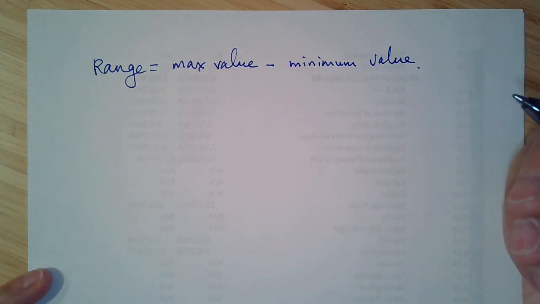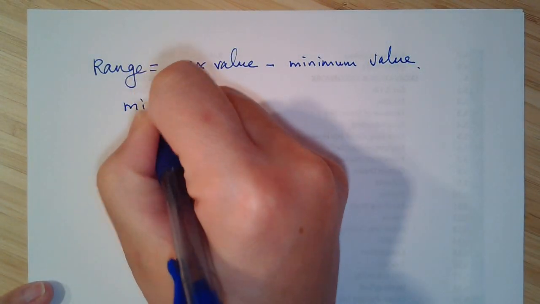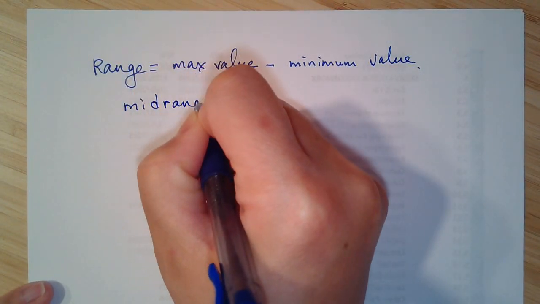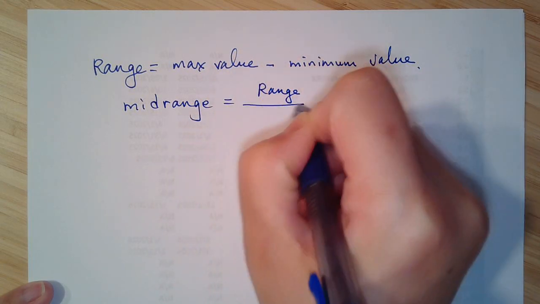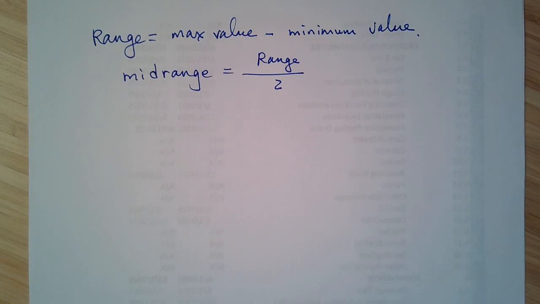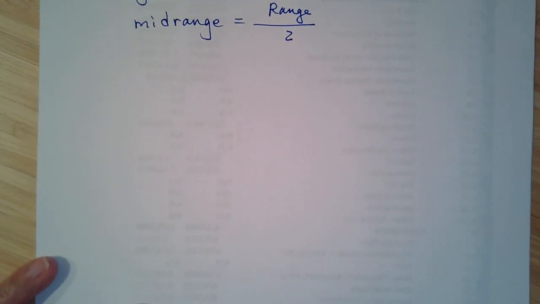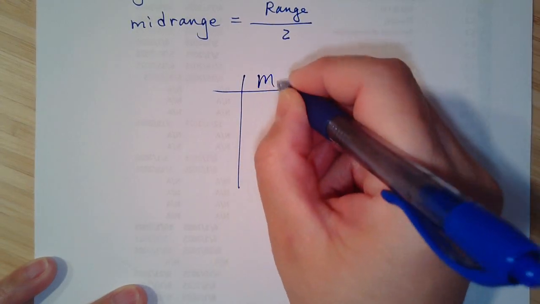It's not really talking about the center. They talk about the dispersion, or how wide the data spread out. And then there is one called a mid-range, and it's just the range divided by 2. I don't see people use this quite often when we talk about the center.